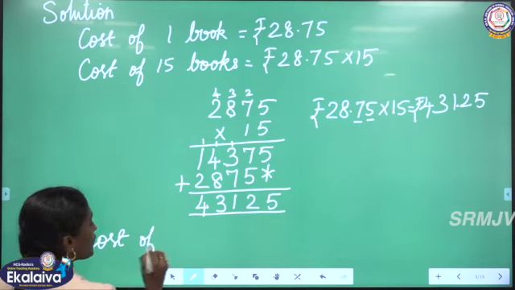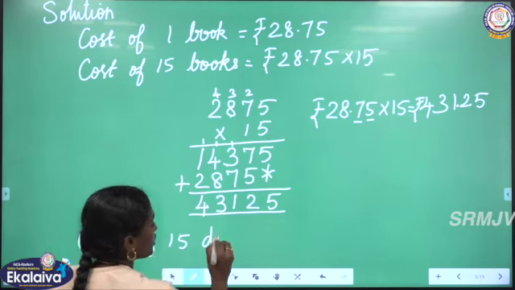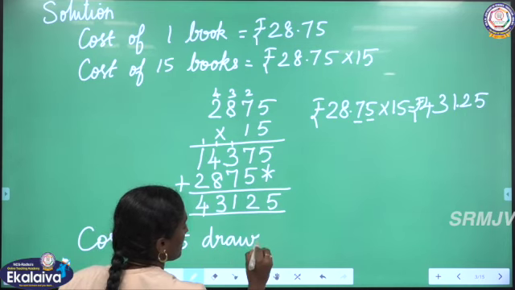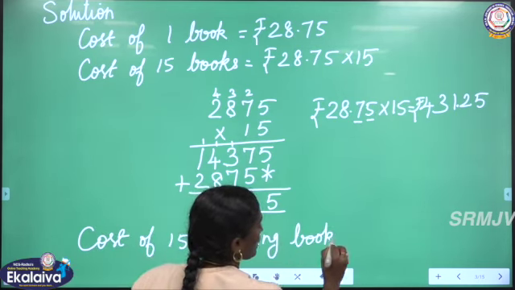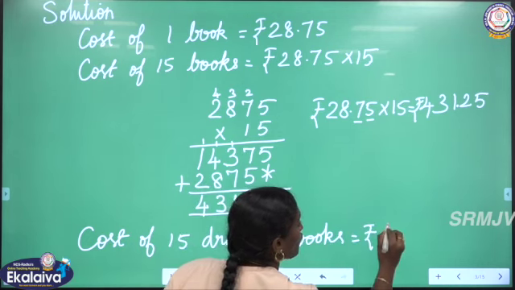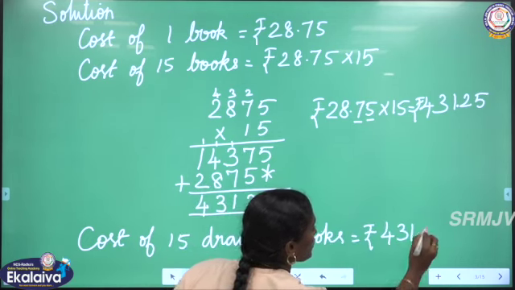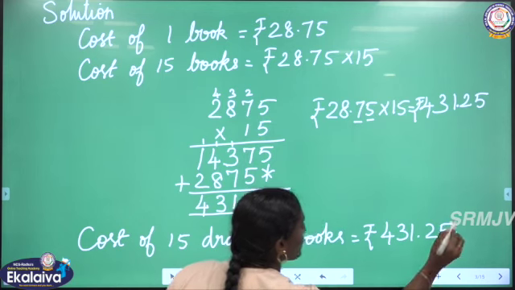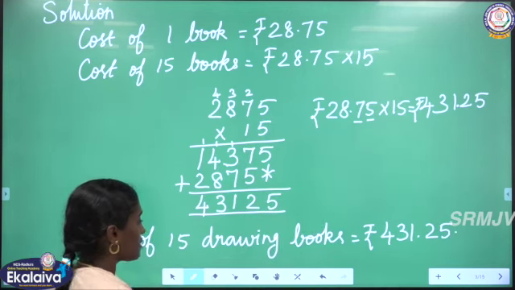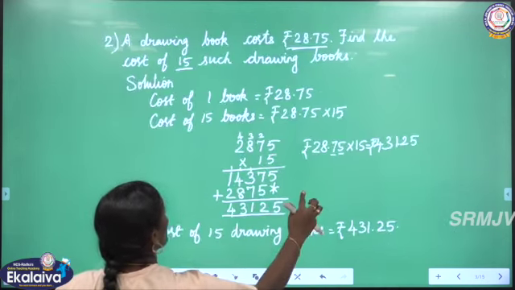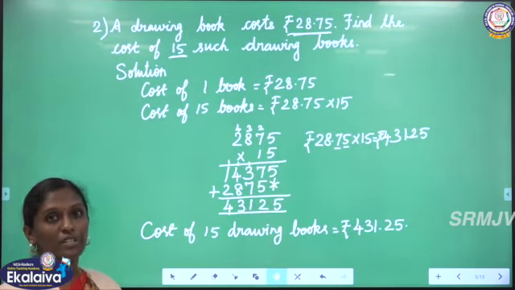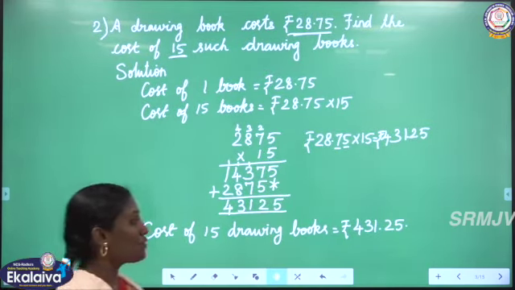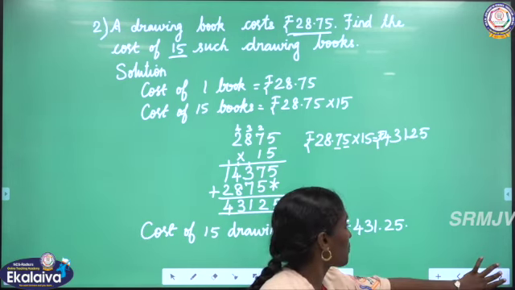So, cost of 15 drawing books is equal to rupees 431.25, 431 rupees 25 paise. Here the cost of one drawing book is given. From that, by using multiplication, we are finding the cost of 15 drawing books.